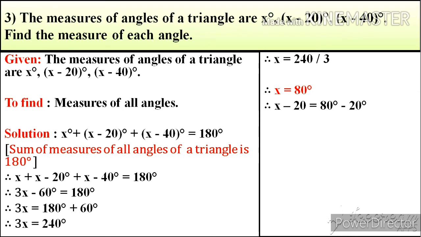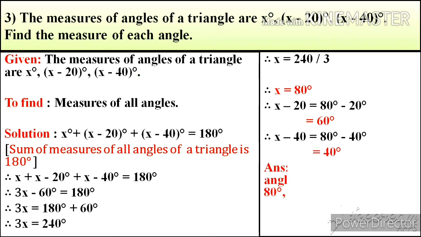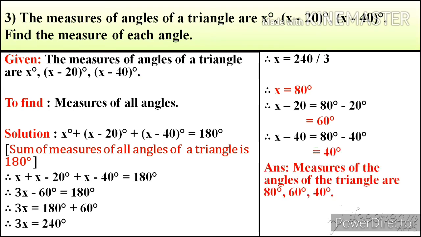Therefore the measure of x is 80 degrees, which is the first angle. The second angle is x minus 20. x is given as 80 degrees, minus 20, we get 60 degrees. Our third angle is x minus 40. The value of x is 80 degrees minus 40 degrees, we get 40 degrees. The measures of the angles of the triangle are 80 degrees, 60 degrees and 40 degrees.